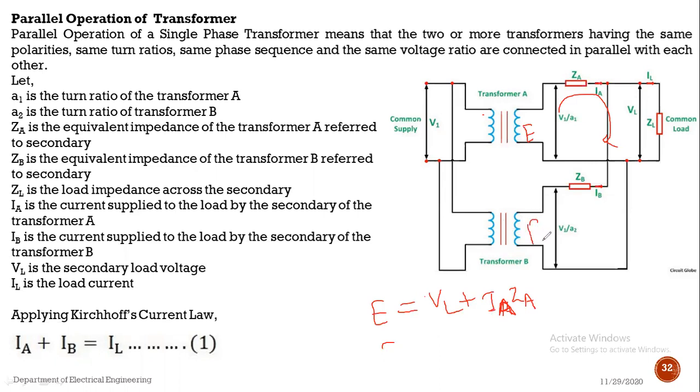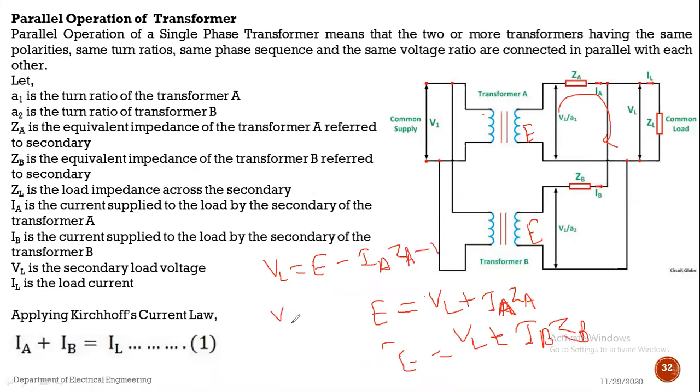Similarly, the induced EMF in the secondary winding of the second transformer equals VL plus IB into ZB, right? So similarly, if we write the equation in the form of V, that is, the load voltage VL equals the induced EMF E minus IA into ZA, in the case of transformer 1.